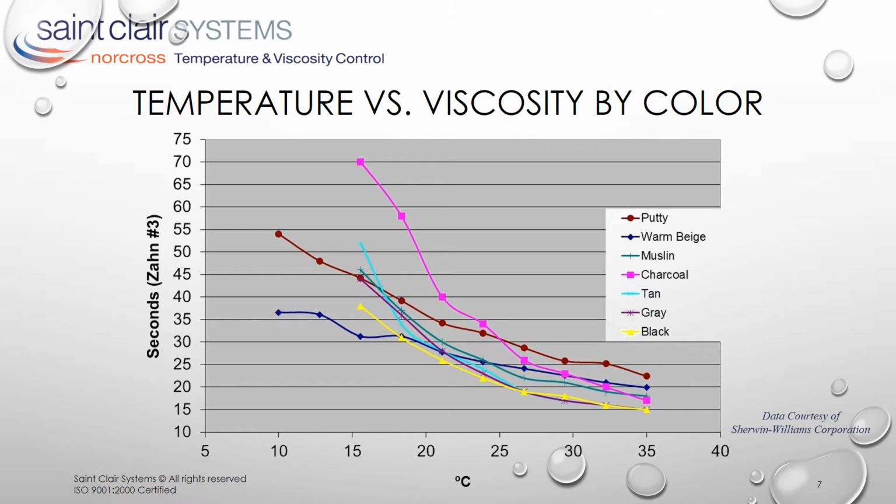To obtain acceptable performance from each color, we must either make changes in the operating parameters of the application system to compensate for these viscosity variations, or we must consistently deliver the paint to the point of application at its optimal temperature. Carrying through our example, if a constant 26-second viscosity is desired, we see the black must be run at about 21 degrees C, the muslin and warm beige at 24, the charcoal at 26.5, and the putty just north of 29 degrees C.